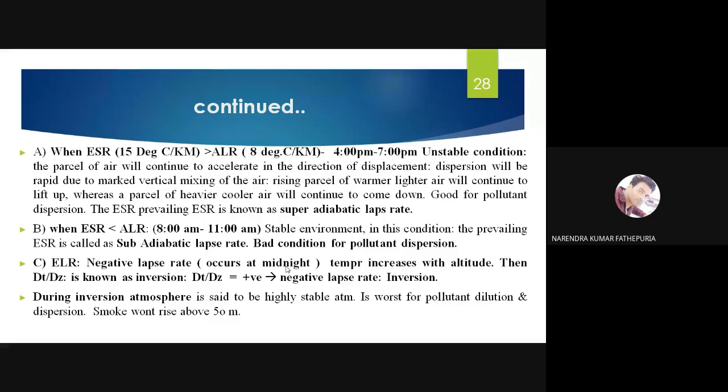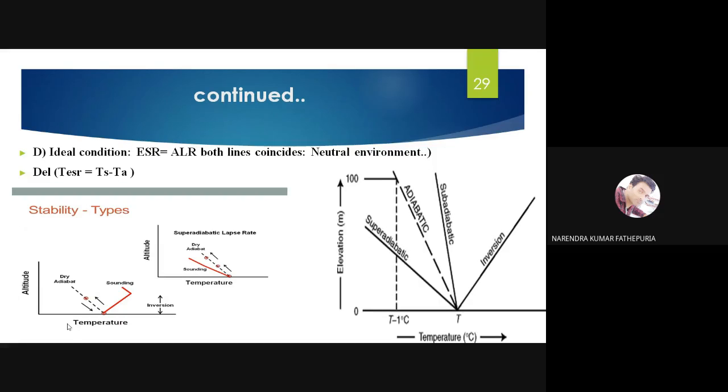Smoke won't rise above 50 meters in that condition. So inversion is a highly stable environment, which is very harmful for nature, because dilution as well as dispersion will not happen. I'll be talking later about the inversion in detail. These are the conditions. The fourth one is the ideal condition where the ELR equals the ALR. Both lines coincide with each other, and this is the neutral environment.